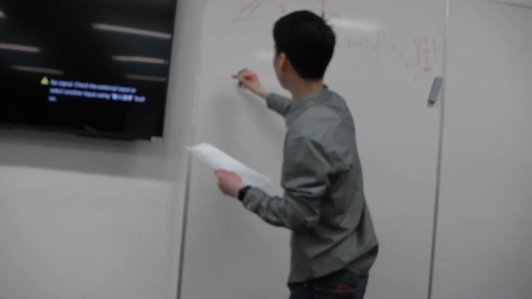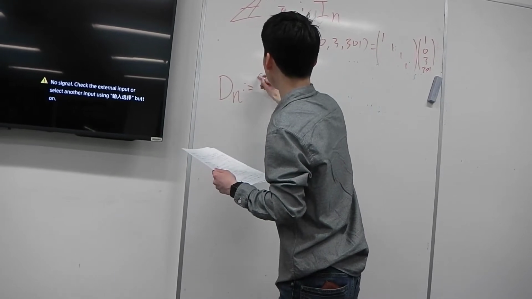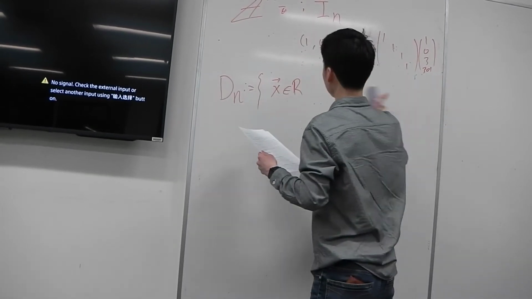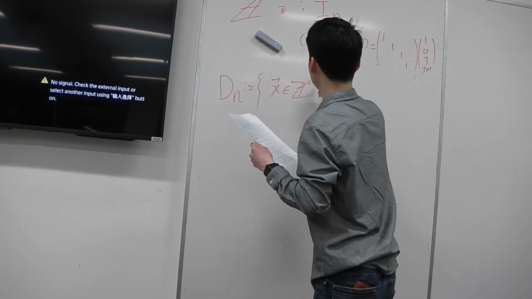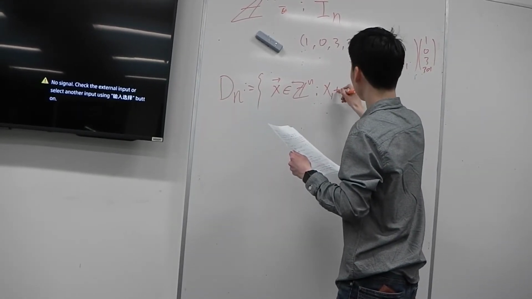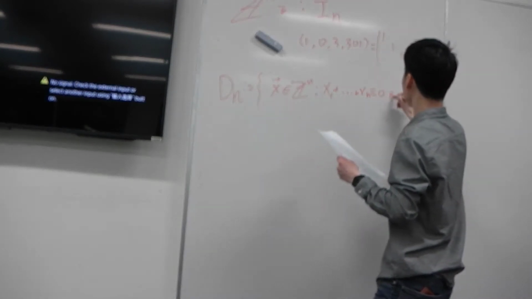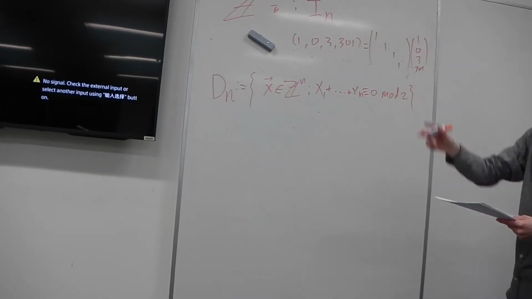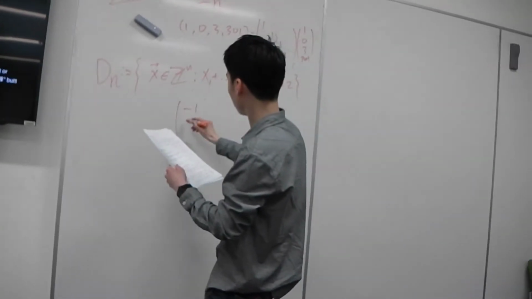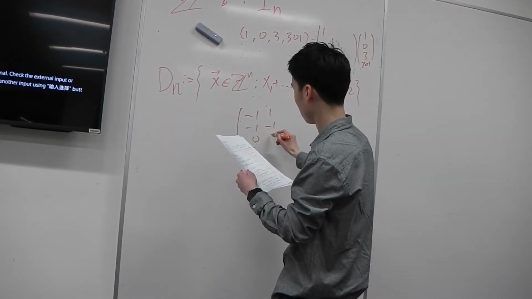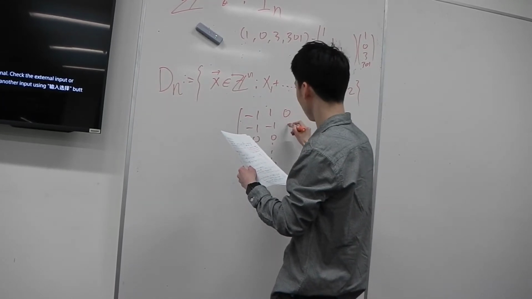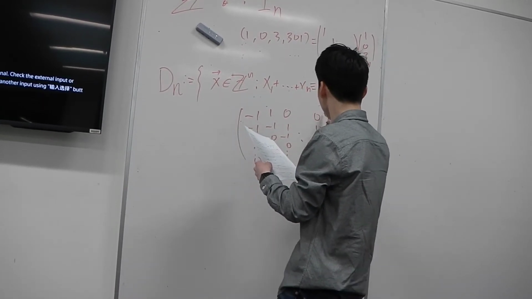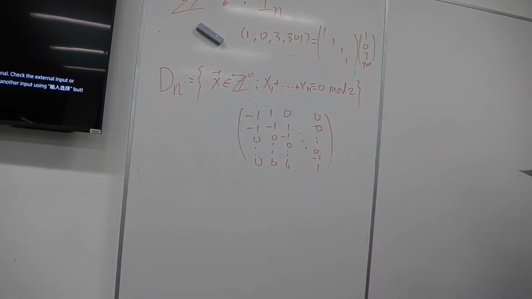Also, D_n is a lattice, which we define as the set of vectors in Z^n such that the sum of the coordinates is 0 modulo 2. That is also a lattice. If you want me to write a generating matrix, then here is the generating matrix of D_n.